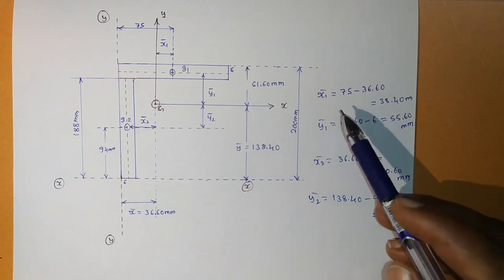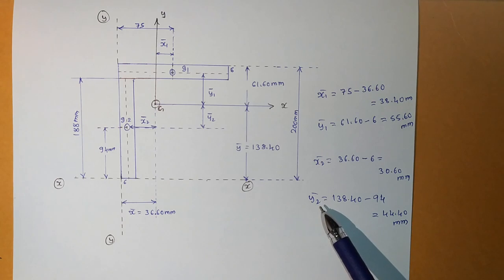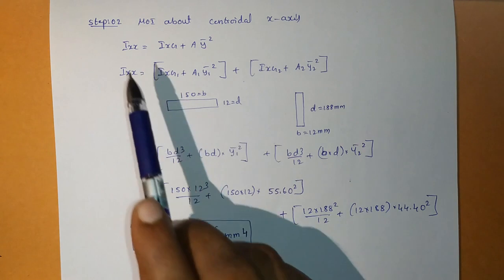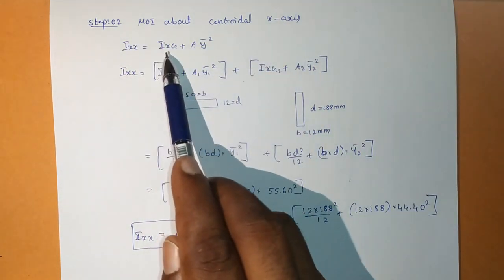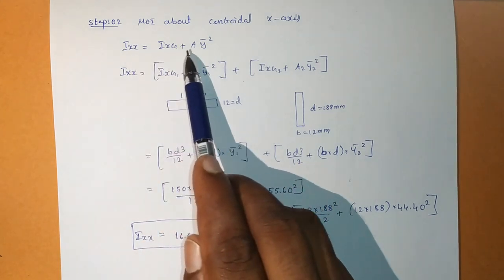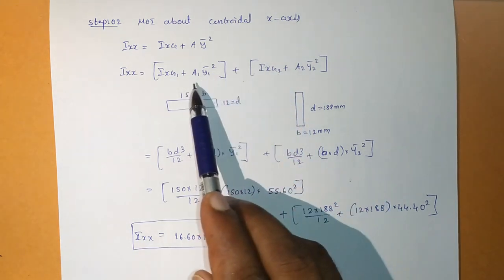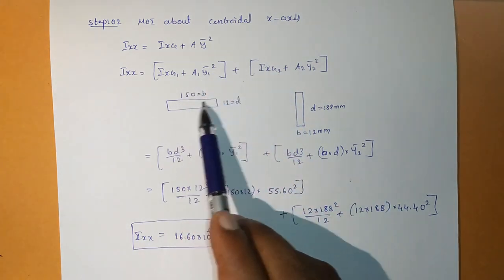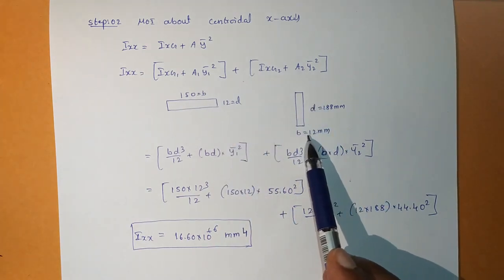After finding out x1 bar, y1 bar, x2 bar and y2 bar values, we are going to calculate moment of inertia about centroidal x-axis and also about centroidal y-axis. Now, step number 3, we have to calculate moment of inertia about centroidal x-axis. This is the general formula. Ixx equal to Ixg plus A into y bar square. Since it is a combination of two parts, we have to split into two parts: 150 by 12 millimeter and 188 millimeter by 12 millimeter.